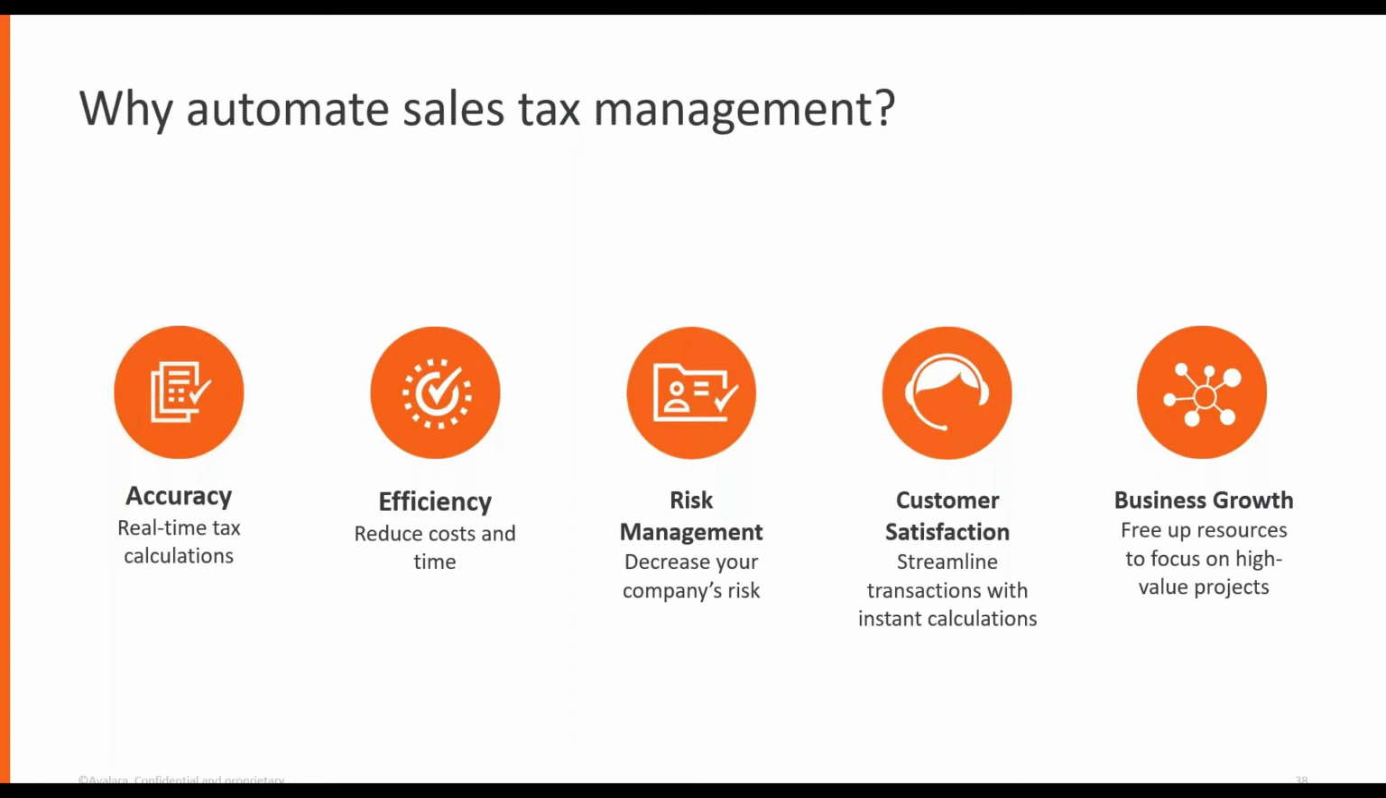Automating makes it more efficient, so you're spending less time on that. We also want to decrease your company's risk. With accurate reporting and accurate calculation, when an auditor comes knocking, you're going to have the right information on there. They're not going to find mistakes. And so the risk to the company and the money is going to be decreased significantly.